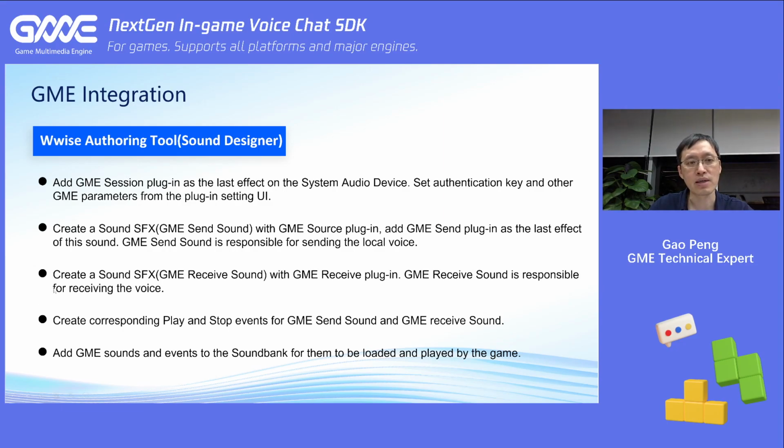Then create another new sound called GME Receive sound with GME Receive plugin. GME Receive sound is responsible for receiving the voice. After creating the 2 new sounds, then create corresponding play and stop events for GME Send sound and GME Receive sound. At last, add GME sounds and events to the sound bank for them to be loaded and played by the game.